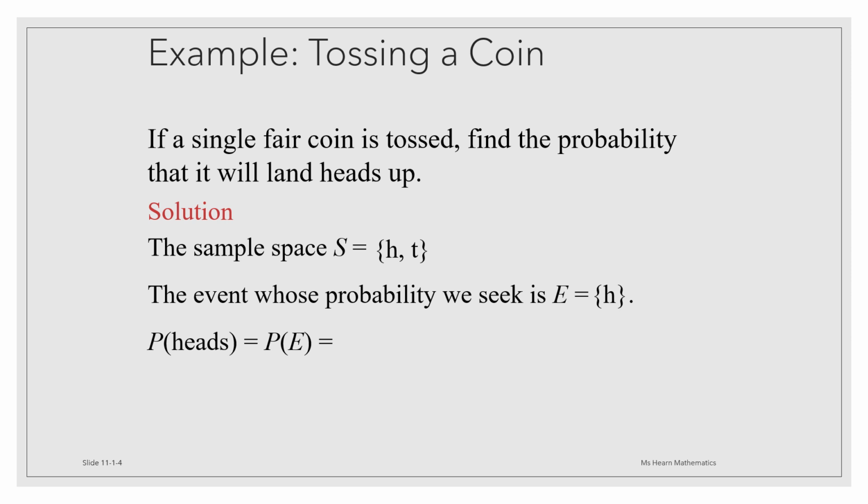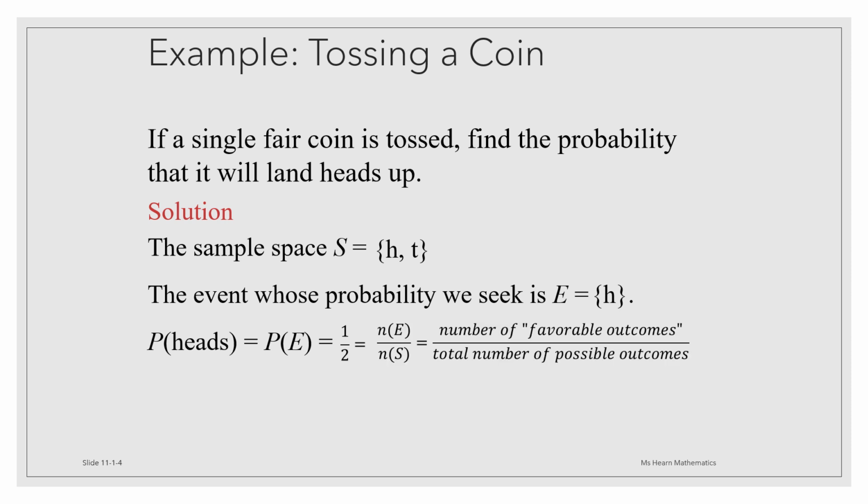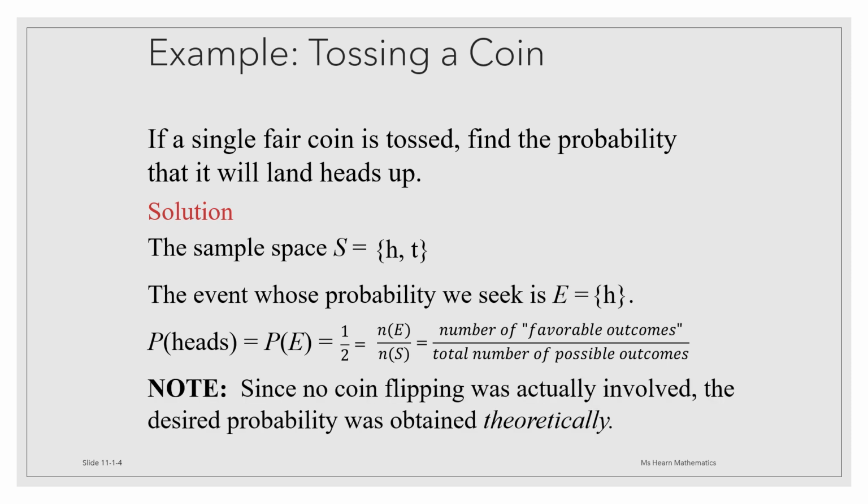You might state it as 50% or 50-50, but in probability, we like to think of it in the fractional form, 1/2. And you can think of that as the number of favorable outcomes, the number of ways that the event E can occur, divided by the total number of possible outcomes in the entire sample space S. Notice that we didn't actually flip a coin in order to come to this conclusion. So the kind of probability we're talking about is theoretical probability.